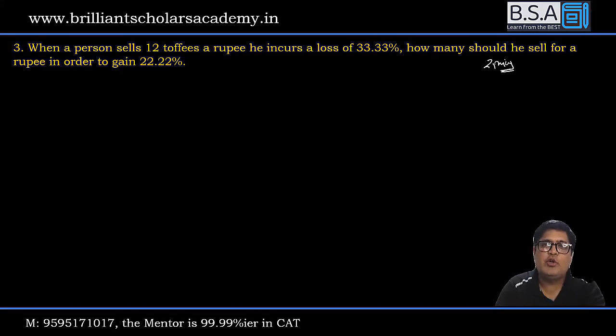How many should he sell for a rupee in order to gain 22.22 percent? See, this is the selling price. For a single rupee, the person gives away 12 toffees. So can I say 1 upon 12 is the selling price? What is the loss incurred? 33.33%. What is 33.33%? 1 by 3.